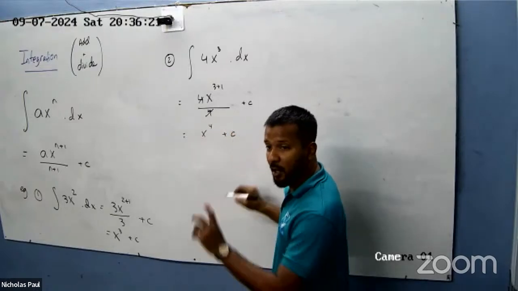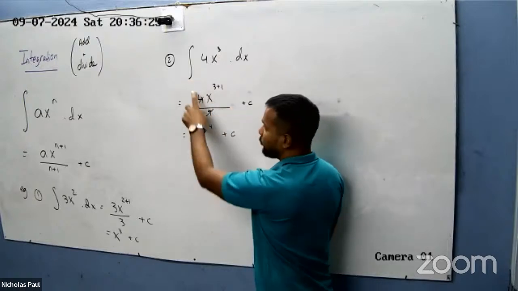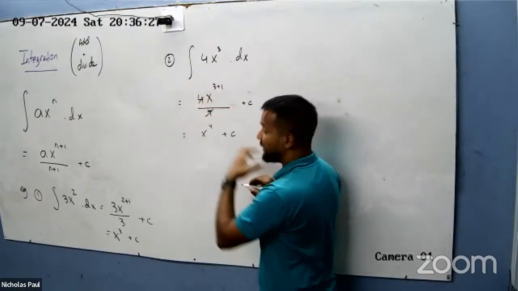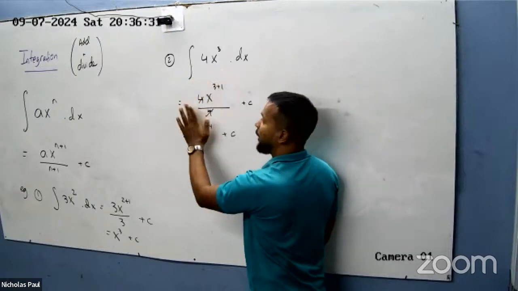Watch this here. Once you add and divide, you have to remove this symbol. Don't write it back here, right? This symbol is just telling you that you have to integrate. Okay? So don't write back this symbol here.